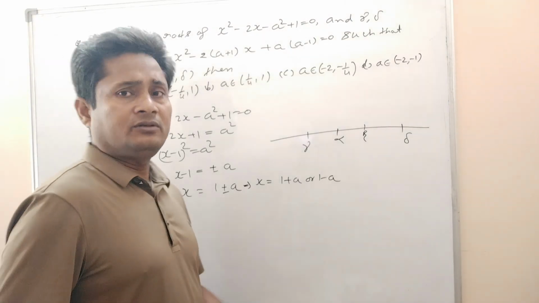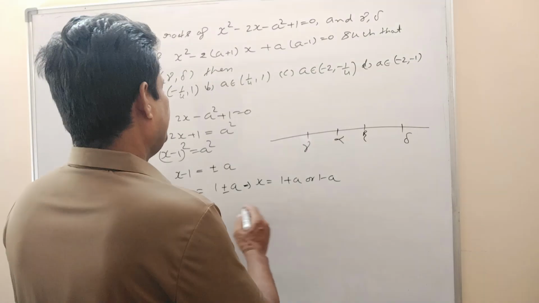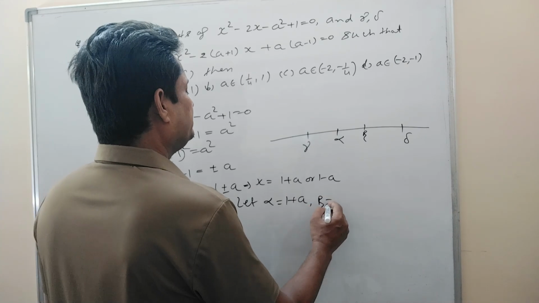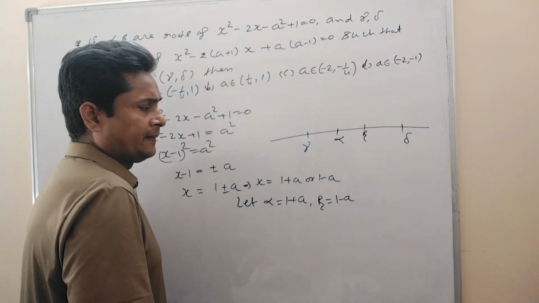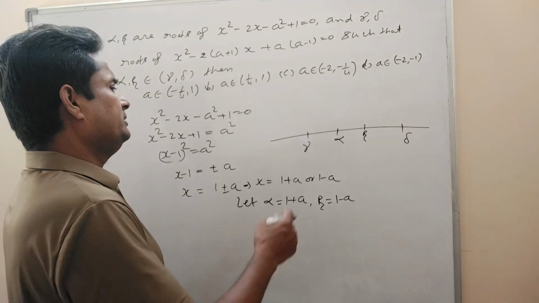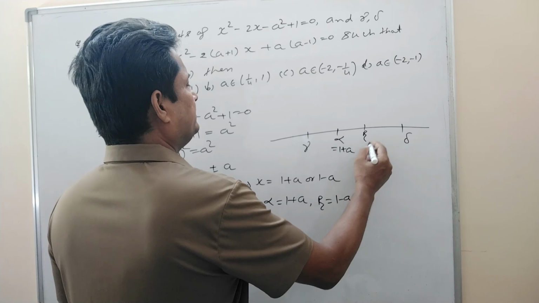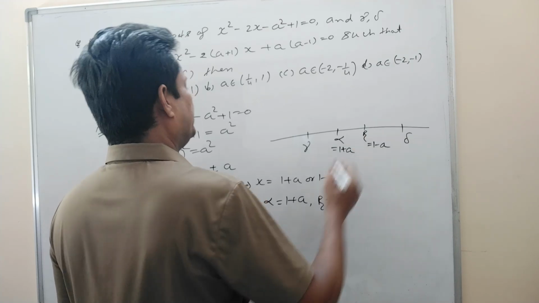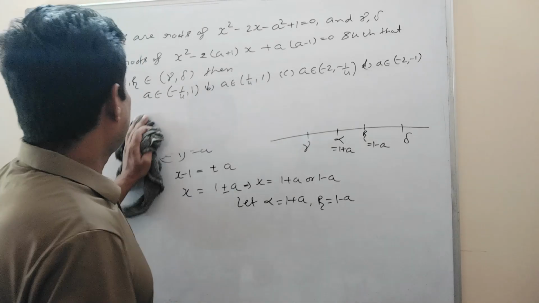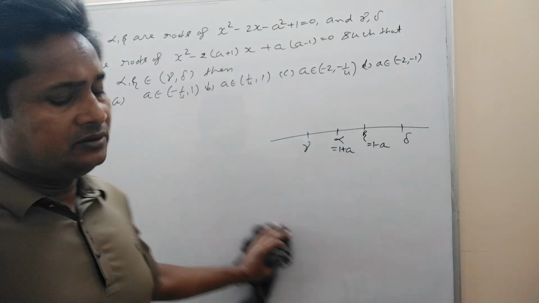You can take any value as alpha and then the other will be beta. So let's say alpha is equal to 1 plus a and beta is equal to 1 minus a. You can take this one as alpha and this one as beta, no problem. So now the roots we have calculated. Now find out the solutions.